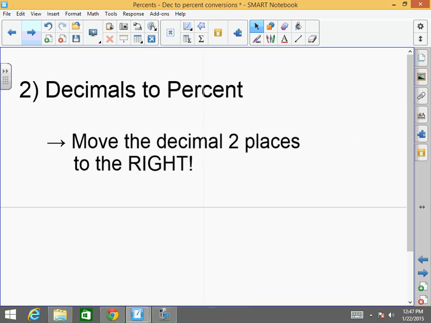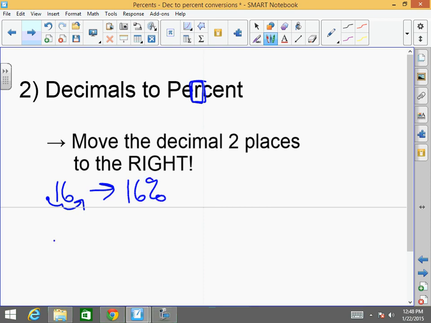Decimal to percent. Decimal to percent, we move the decimal 2 places to the right. This is the exact opposite of going from percent to decimal. Now, how do you remember decimal to percent? Per, R. R stands for right. So let's say I have, for example, 0.16. Well, I take that decimal and I go 1, 2 to the right, and I add a percent sign. If I have 0.3776, I take this decimal and I go 1, 2 to the right, and I add a percent sign.